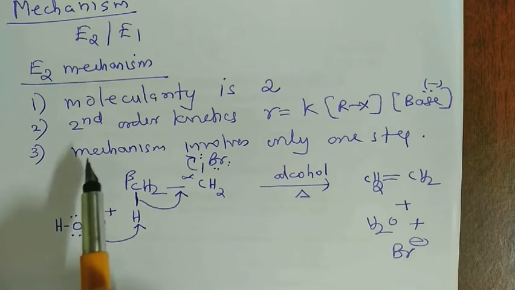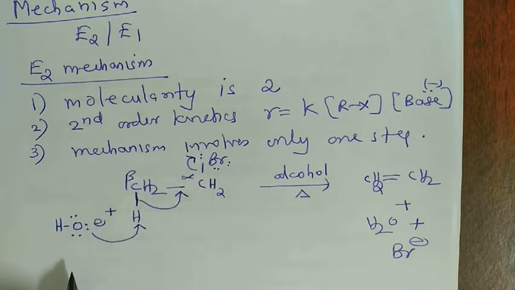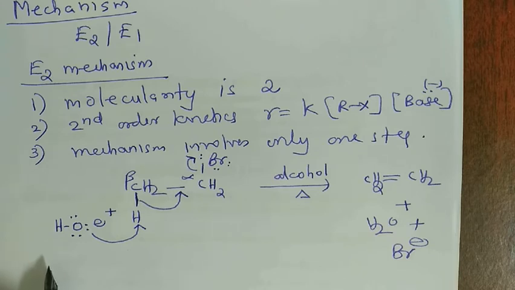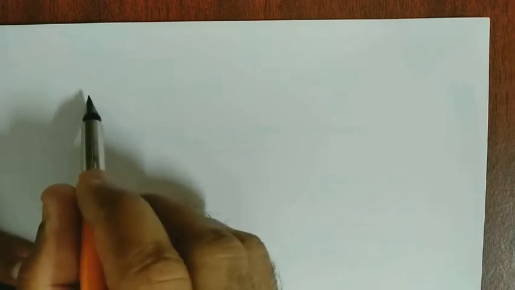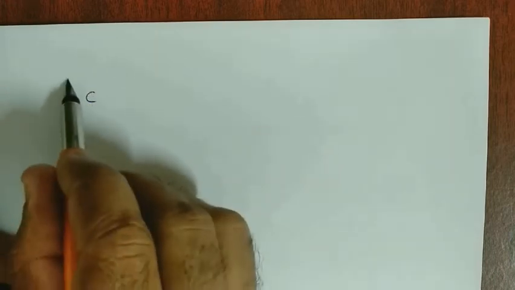It is the most common mechanism observed in dehydrohalogenation of alkyl halides. Primary alkyl halides, secondary alkyl halides and tertiary alkyl halides undergo E2 mechanism on treating with strong bases. In E2 mechanism, removal of both leaving groups and formation of pi bond take place simultaneously.